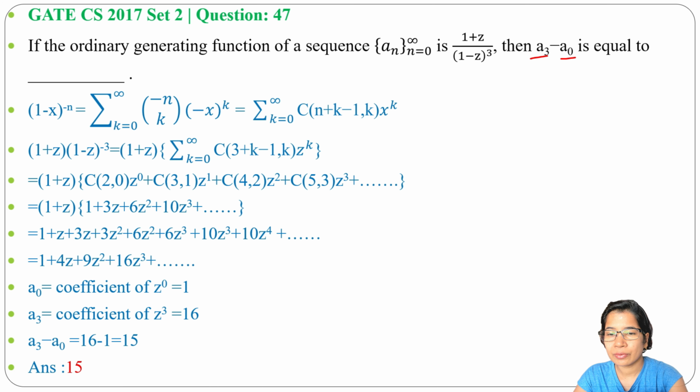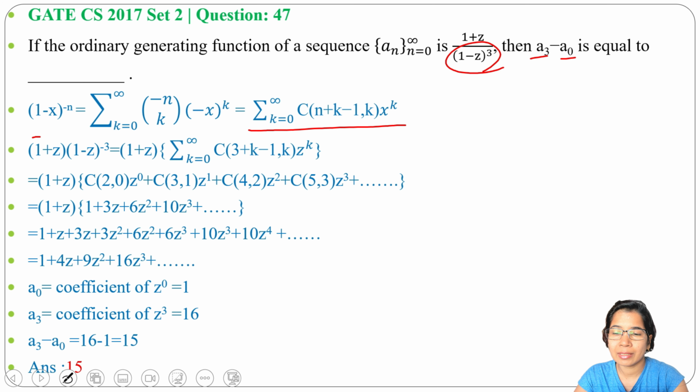For solving this question, you should know this generating function formula, that (1 minus x) power minus n equals this. If you know this formula, you can easily substitute here and easily find the z power 0 coefficient and the z power 3 coefficient, that is our a0 and a3. And after substituting and subtraction, we got the answer as 15.